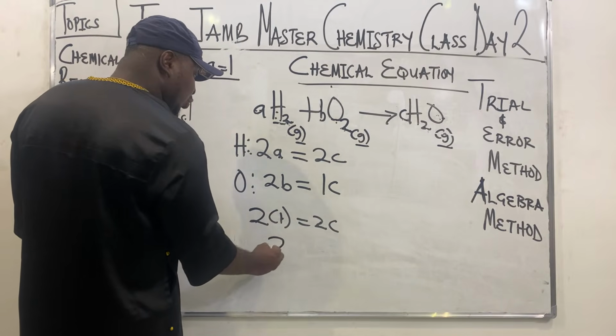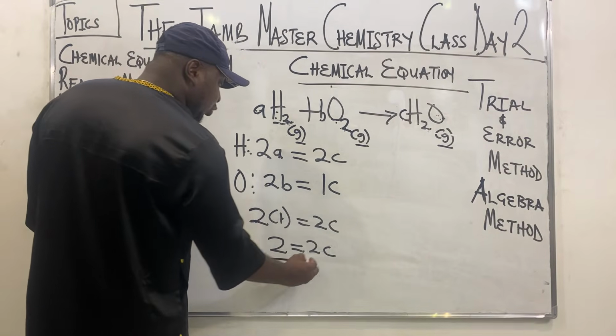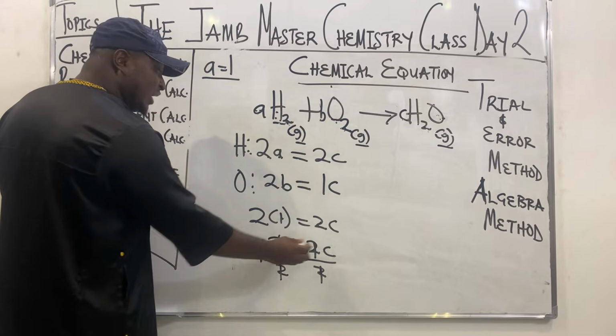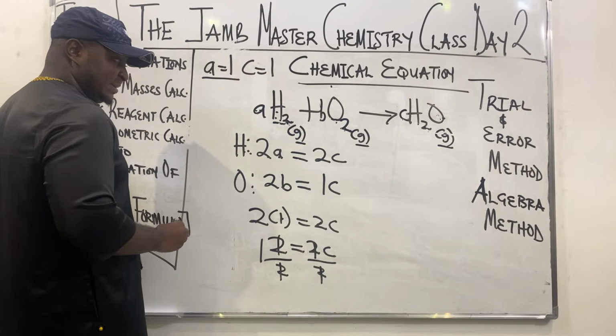2 times 1 is 2. 2 equals 2C. Let us divide both sides by 2, so that C is 2 divided by 2, which is 1. So we have gotten A as 1 and C as 1.